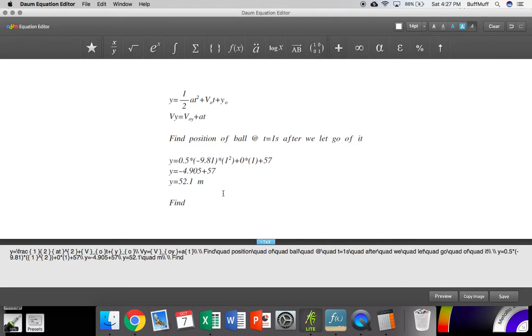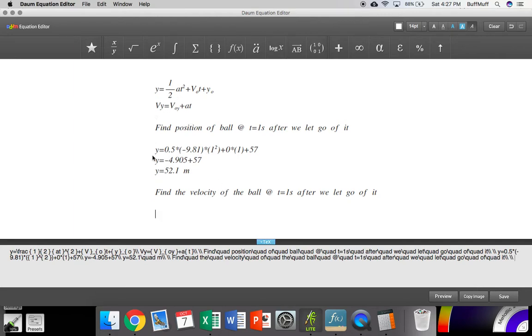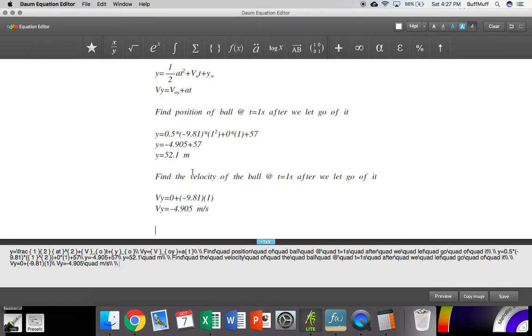Now, we need to find the velocity of the ball, this time at t equals 1 second after we let go of it. So now we use this equation right here. The velocity is equal to my initial velocity plus my acceleration, which is negative 9.81, times the time, which is 1 second. So my velocity is negative 4.905 meters per second. Okay, this is exactly the same value.